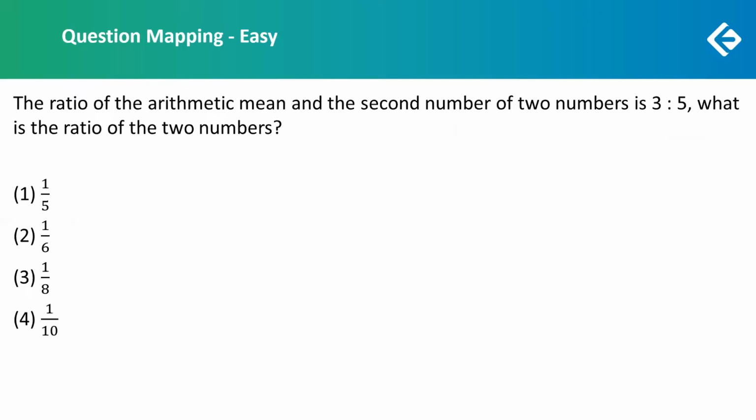Next, we had a question on ratio, a very, very easy question, that the ratio of the arithmetic mean and the second number of two numbers is 3:5. What is the ratio of the two numbers? By taking the two numbers to be A and B, the arithmetic mean would have been (A plus B) by 2. And therefore, the ratio of the arithmetic mean to the second number, which is B, is equal to 3:5. Just by forming this very simple equation, we could have easily found out the ratio of the two numbers.